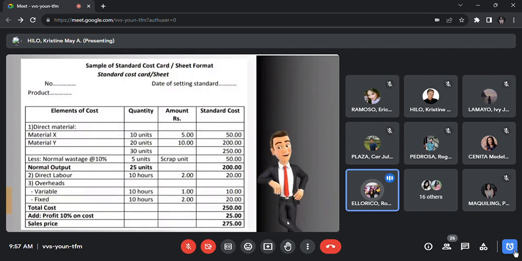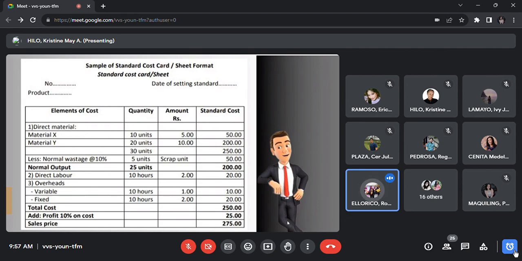So para makuha ang standard cost sa material X, ang 10 units i-times sa amount of 5 para makuha ang 50. Sa material Y na 20 units i-times sa 10 para makuha ang 200. Then i-add ang 10 units at 20 units para total of 30 units. Sa standard cost, 50 and 200 equals 250.